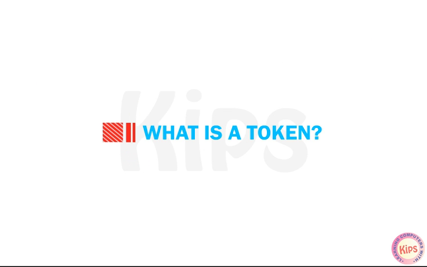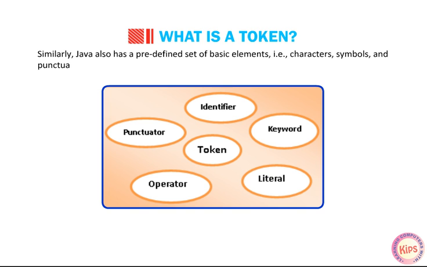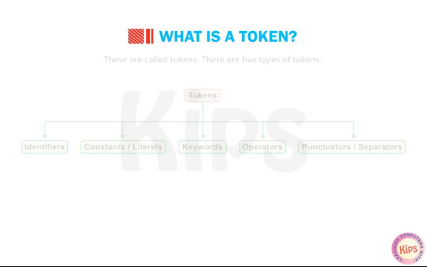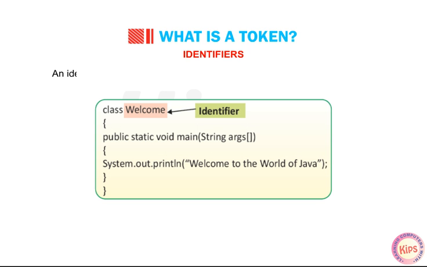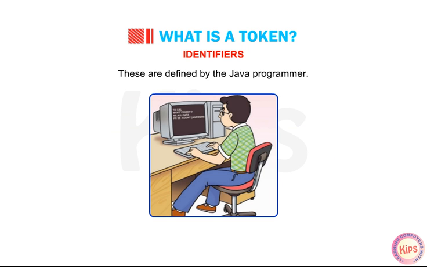Let us understand what a token is. Every language has a predefined set of characters, grammar, and language rules. Similarly, Java also has a predefined set of basic elements, that is, characters, symbols, and punctuators, etc., which are meaningful to the compiler. These are called tokens. There are 5 types of tokens. Identifiers. An identifier is any name given to different components of a Java program. Identifiers are used to denote class names, method names, and variable names. These are defined by the Java programmer.